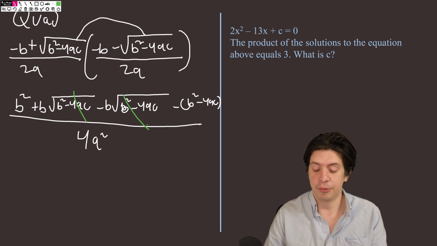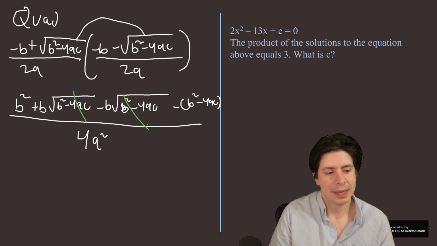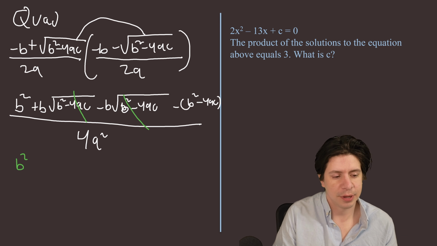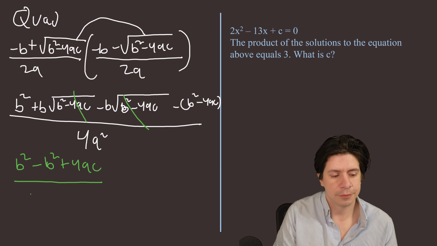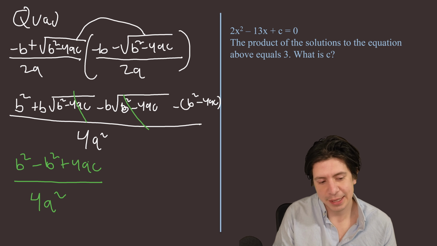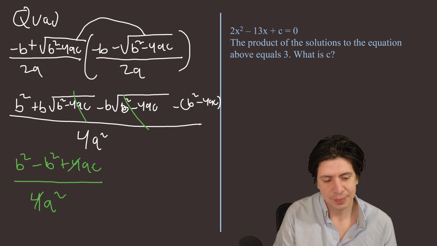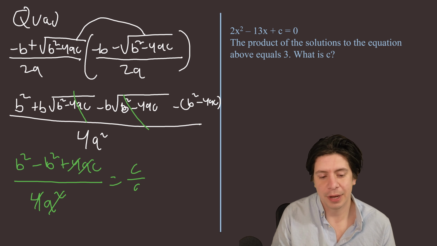Now what's going to happen now is the middle parts cancel, right? So those go away. And our new equation is b squared minus b squared plus 4ac all over 4a squared. The b squareds are going to cancel, the 4's cancel, and the a's partially cancel. So we're left with c over a.